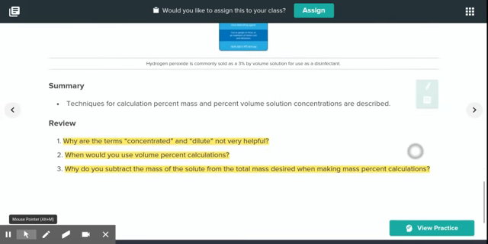So what I want you to do is to write down the highlighted part of this lecture into a notebook as your notes, and then answer these three review questions. Why are the terms concentrated and dilute not very helpful? When would you use volume percent calculation, and why do you subtract the mass of the solute from the total mass desired when making mass percent calculation? So I want you to answer these three questions in your notebook as well.